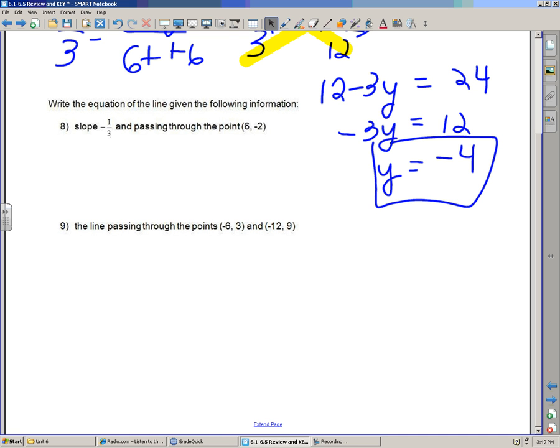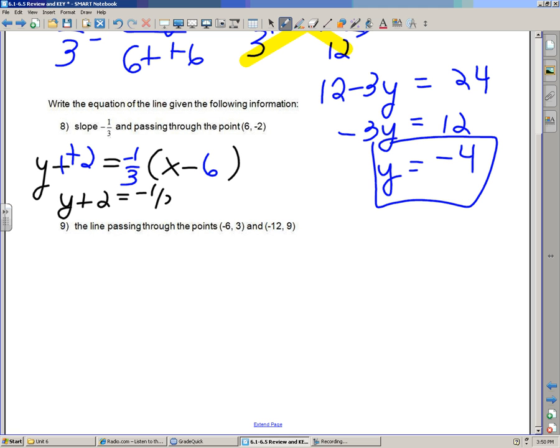Write the equation of the line given the following information. They give you the slope and the point. Remember, I choose to do the point-slope formula. So I would do y minus y1 equals m times x minus x1: y minus negative 2, which becomes y plus 2, equals negative 1/3, which is the m, times x minus 6. So then we get y plus 2, not a lot of room here, equals negative 1/3 x plus 2, right? Because negative 1/3 of negative 6 is positive 2.